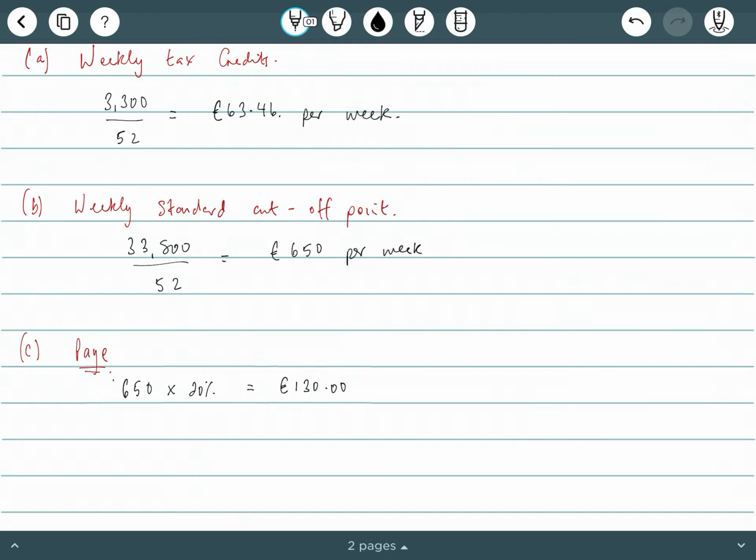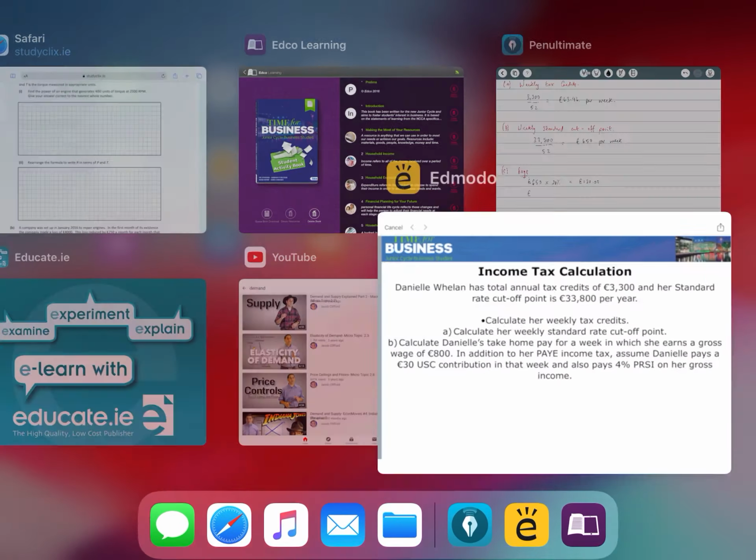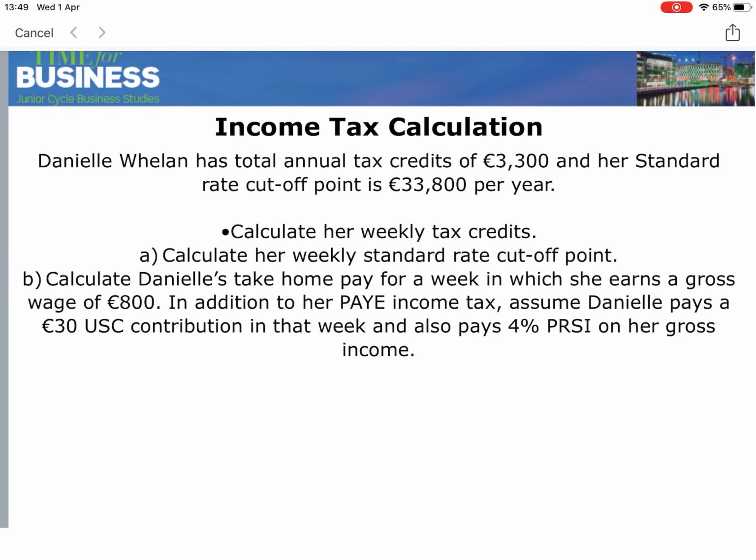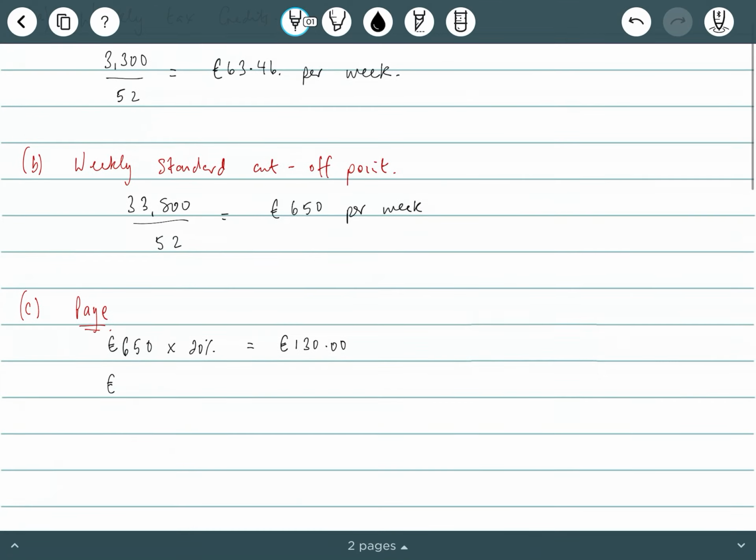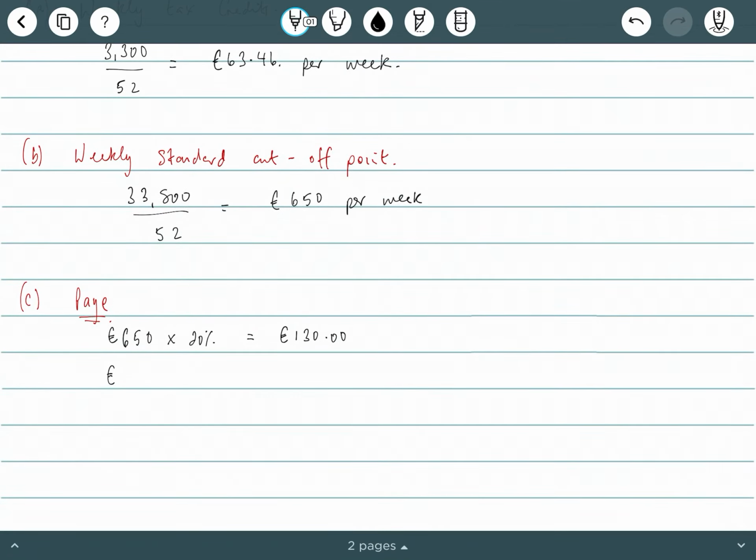Now, we know that she earns, as you can see in the question here, €800 a week. We have only taxed her on the first 650. 800 minus 650 will give us €150. We're going to multiply that by 40%, as that's the higher rate. Multiplying 150 by 40% gives us 60. So therefore, 130 plus 60 is 190. Her total tax bill is 190.